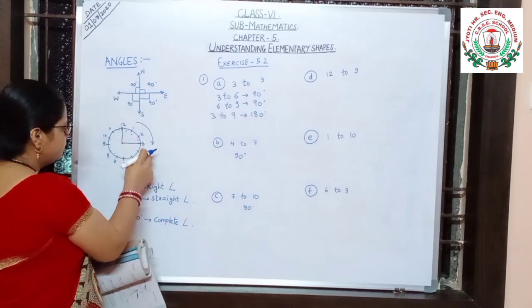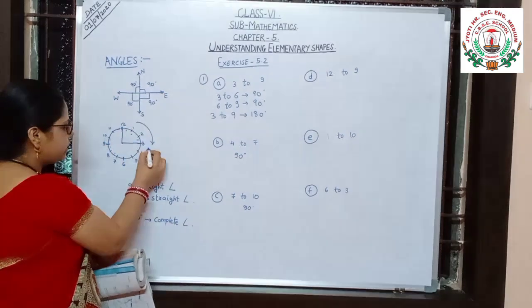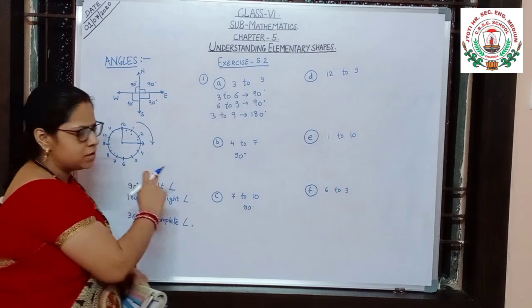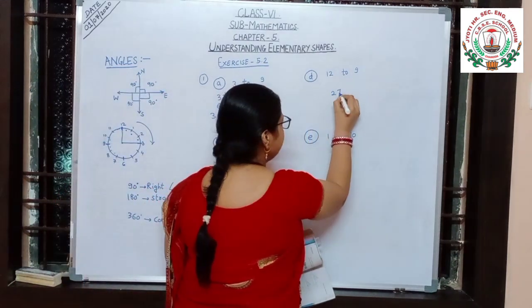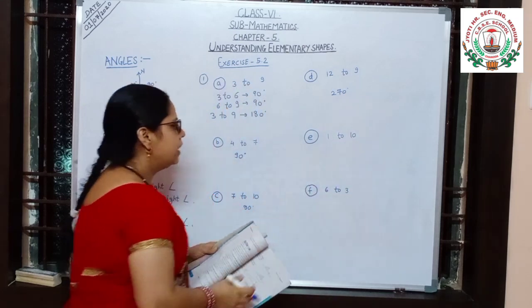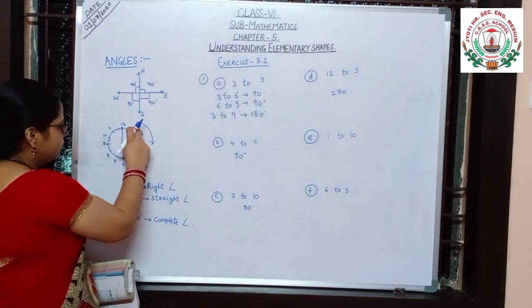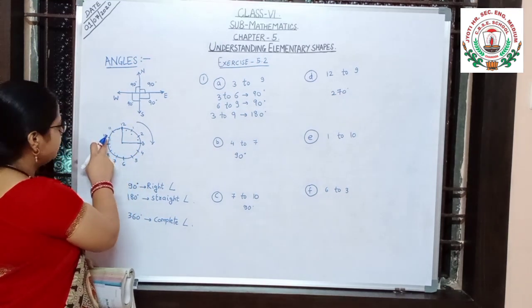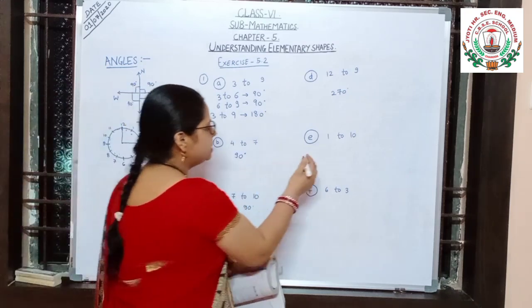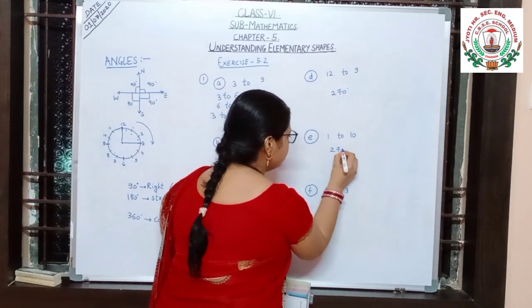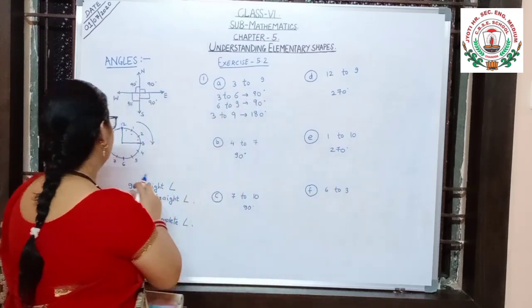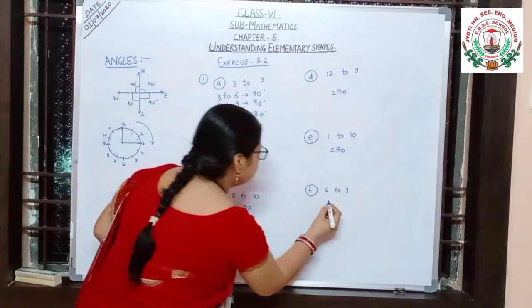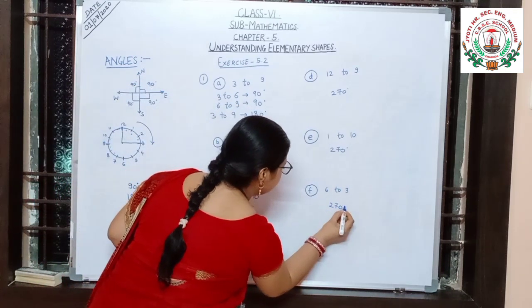Then 12 to 9. This is 3 units, 3 units and again 3 units. So 90, 90 and 90. 3 nines are 27, so 270 degrees it is forming. Then 1 to 10: 1, 2, 3, 4, 5, 6, 7, 8, 9. 9 units means 3 times 90, again 270 degrees. 6 to 3: 1, 2, 3, 4, 5, 6, 7, 8, 9. Again 3 times 90, that is 270 degrees.